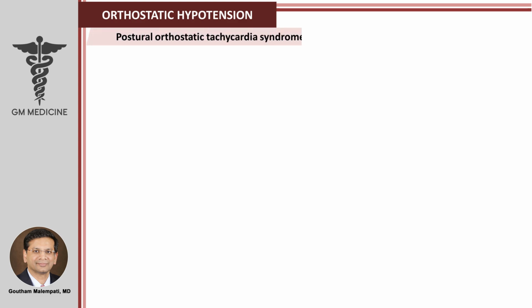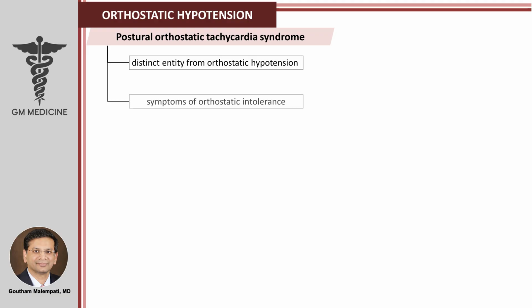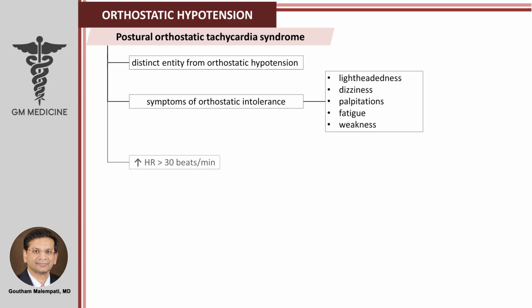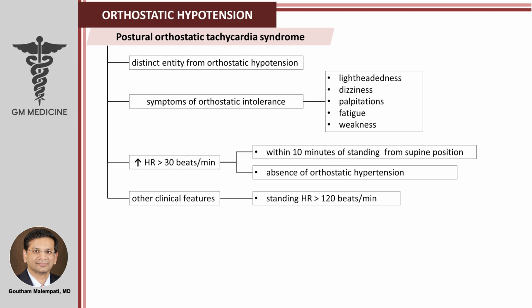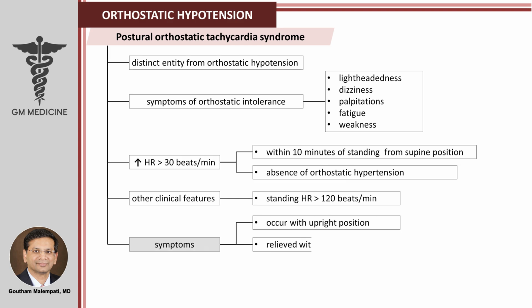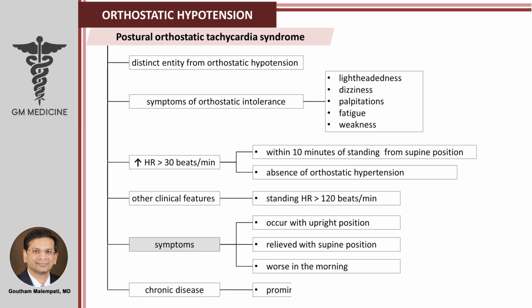Postural orthostatic tachycardia syndrome is a distinct entity from orthostatic hypotension. It is defined as symptoms of orthostatic intolerance, which include lightheadedness, dizziness, palpitations, fatigue, and weakness. It's also defined as increase in heart rate of greater than 30 beats per minute within 10 minutes of standing from supine position and absence of orthostatic hypotension. Other clinical features include standing heart rate typically greater than 120 beats per minute. Symptoms occur with upright position and are relieved with supine position. Symptoms are worse in the morning, and it is a chronic disease, most prominent between 15 and 25 years of age.